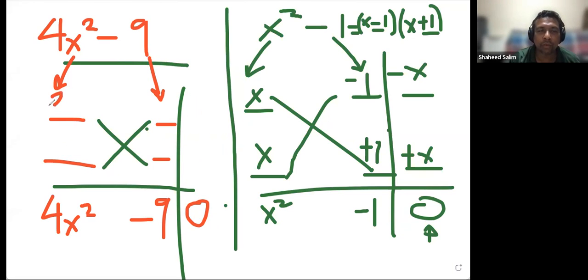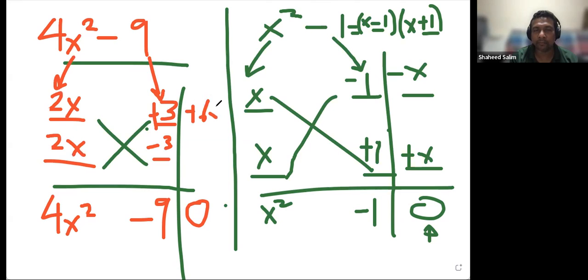Okay, I give you 2x times 2x. Number times number, 2 times 2, 4. x times x, x squared. 3 times 3, but one of them needs to be minus, one needs to be plus. So you get positive 6x here, negative 6x here. So what's the answer for this one? 2x plus 3. This is the factorized version. 2x plus 3.